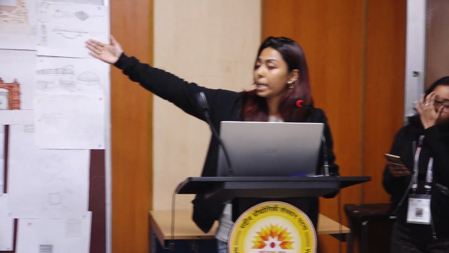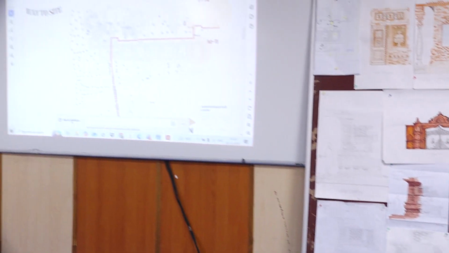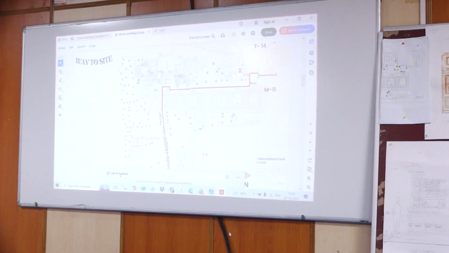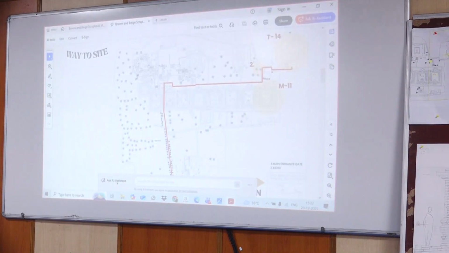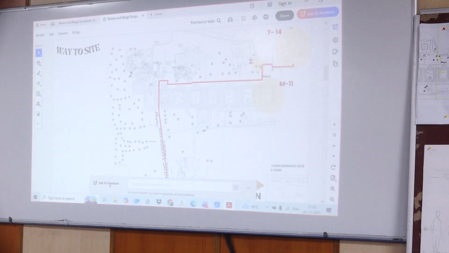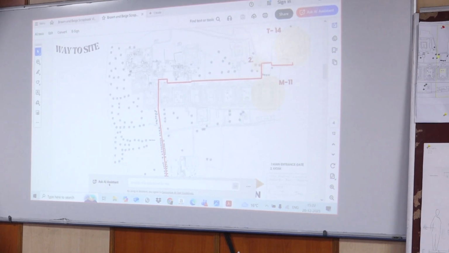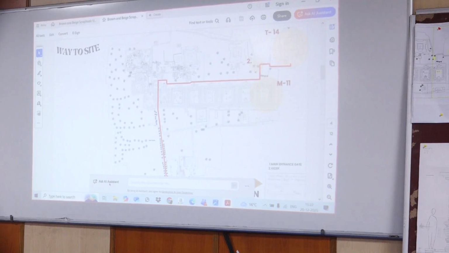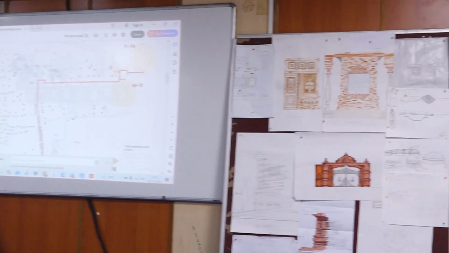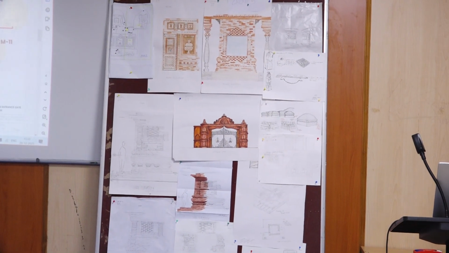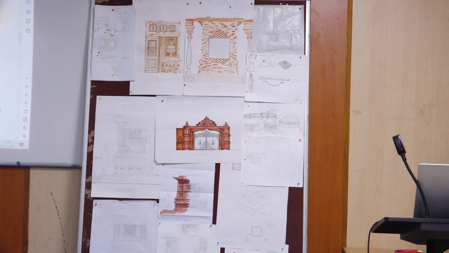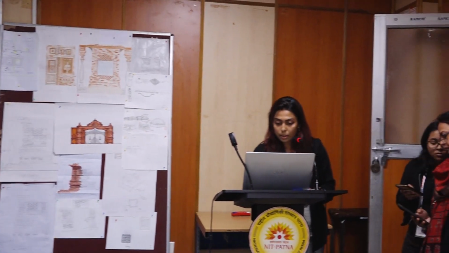So this was the site of Nalanda, and you can see the highlighted part in yellow. That was our study area, which consists of temple number 14 and monastery 11. Temple 14 reflects simplicity through its clear geometry, minimal ornamentation, and reliance on proportion and mass rather than elaborate decoration. The emphasis is on structural clarity, rhythmic brickwork, and restrained detailing, allowing form and material to express spirituality without excess.